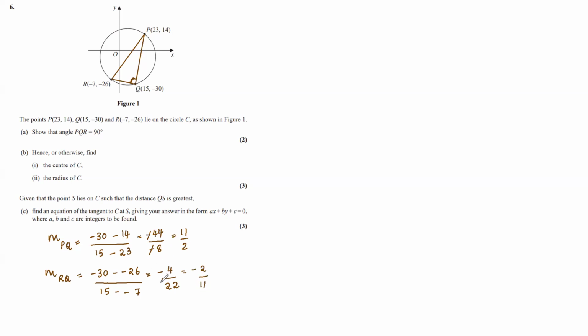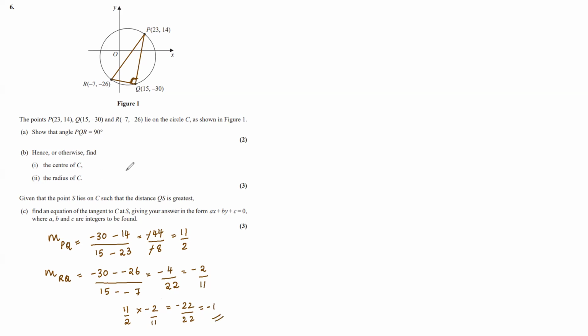When we multiply these two gradients, if we are getting -1, then the lines are perpendicular. So 11 by 2 into -2 by 11, which is -22 divided by 22, which is -1, satisfies the condition. Therefore, the lines are perpendicular, and the angle formed here will be 90 degrees.